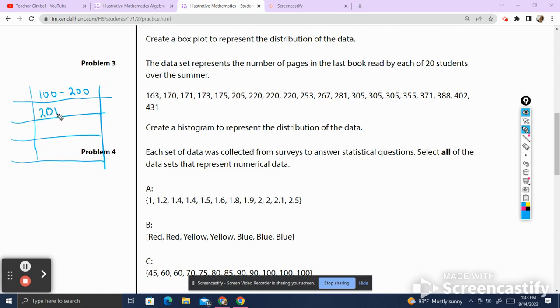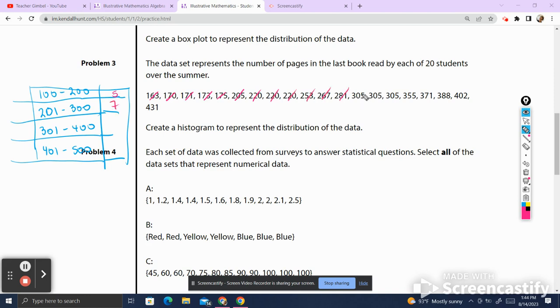The second bin will be from 201 to 300. The third bin will be from 301 to 400. And the last bin will be from 401 to 500. Now, I chose these bins because I saw we spread from something in the 100s to something in the 400s. I'm now going to count how many values are in each bin. And don't mind my messy boxes. That's how math works. Between 100 and 200, I have 1, 2, 3, 4, 5 boxes. Then between 200 and 300, I have 1, 2, 3, 4, 5, 6, 7.